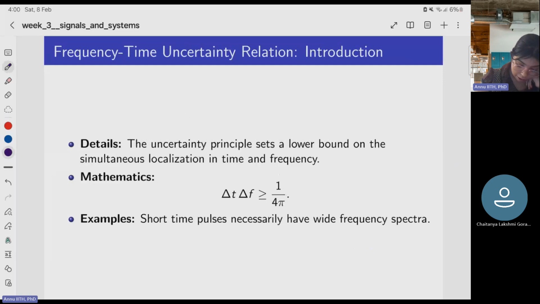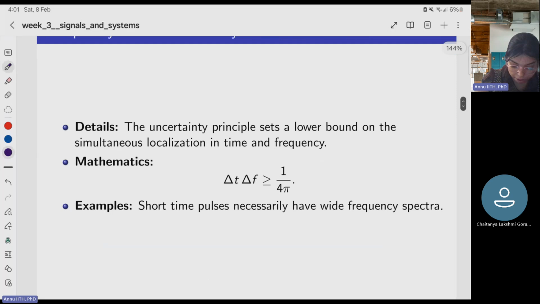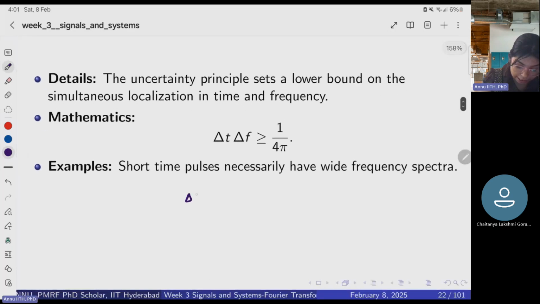That uncertainty principle sets a lower bound on simultaneous localization in time and frequency. So in mathematics, what it says is that del t multiplied with del f is greater than or equal to 1 by 4 pi. For example, short time impulses necessarily have a wide frequency spectrum. What I mean to say is if it is del t, del f should be greater than or equal to 1 upon 4 pi. So del t should be greater than or equal to 1 upon 4 pi del f.